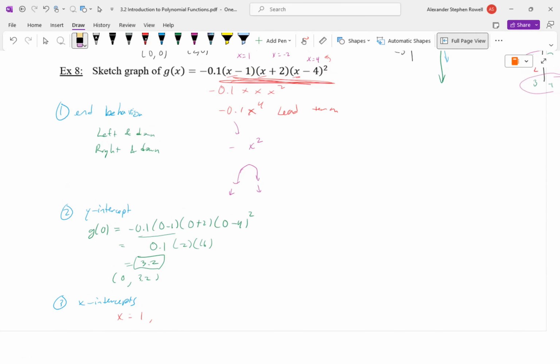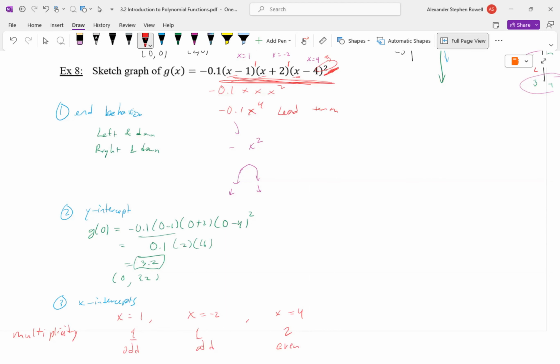Now, maybe I'll split this up a little bit, and I should denote the multiplicity of each. So x equals 1 has multiplicity 1, because the exponent here is 1. X equals negative 2 has an exponent of 1. And this is the important one here: x equals 4 has exponent 2. More importantly, odd, even.